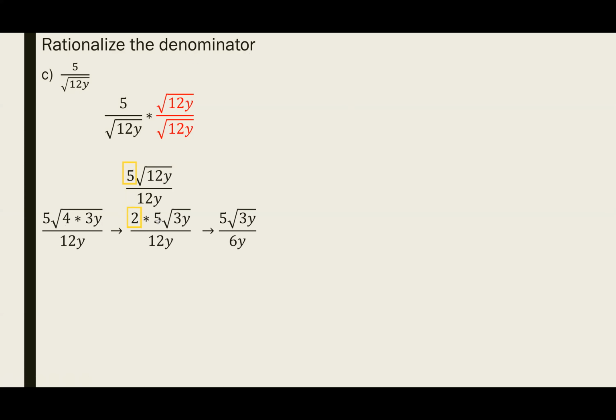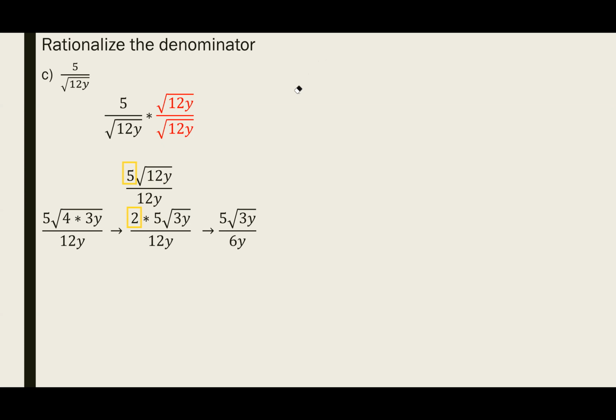And you say, wait a minute, Mr. Tran, earlier you told me that we cannot simplify, we cannot cancel. Yes, we cannot cancel this 12 with this 12. We cannot, right? Because one of them is in the radical, the other one is not.